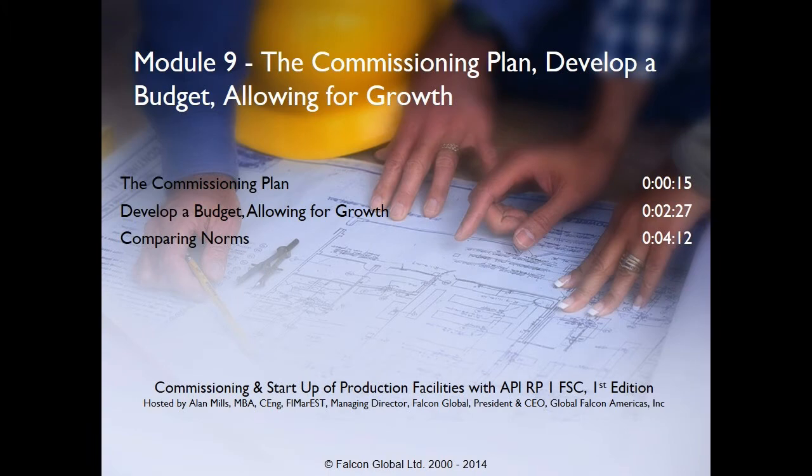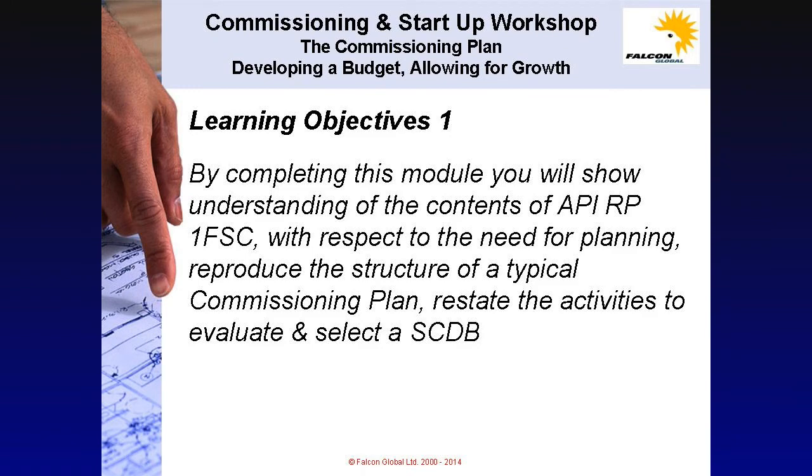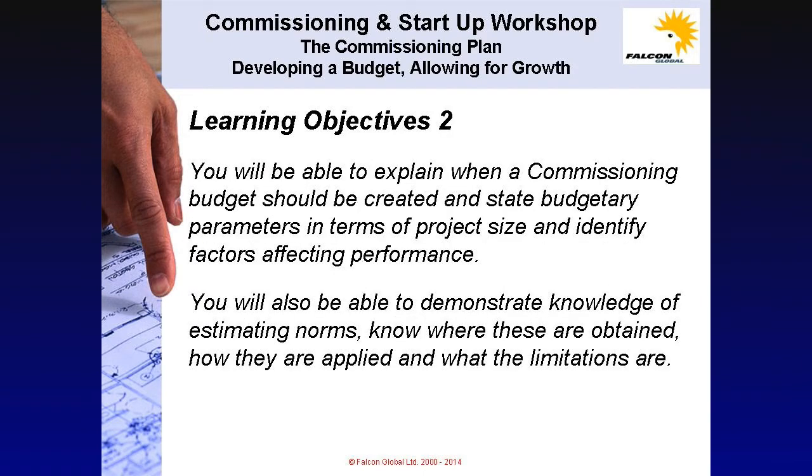Commissioning plan, developing a budget and allowing for growth. Learning objectives. By completing this module, you will show understanding of the contents of API RP1FSC with respect to the need for planning, to reproduce the structure of a typical commissioning plan, and restate the activities to evaluate and select a systems completion database. You'll be able to explain when a commissioning budget should be created and state budgetary parameters in terms of project size and identify factors affecting performance.